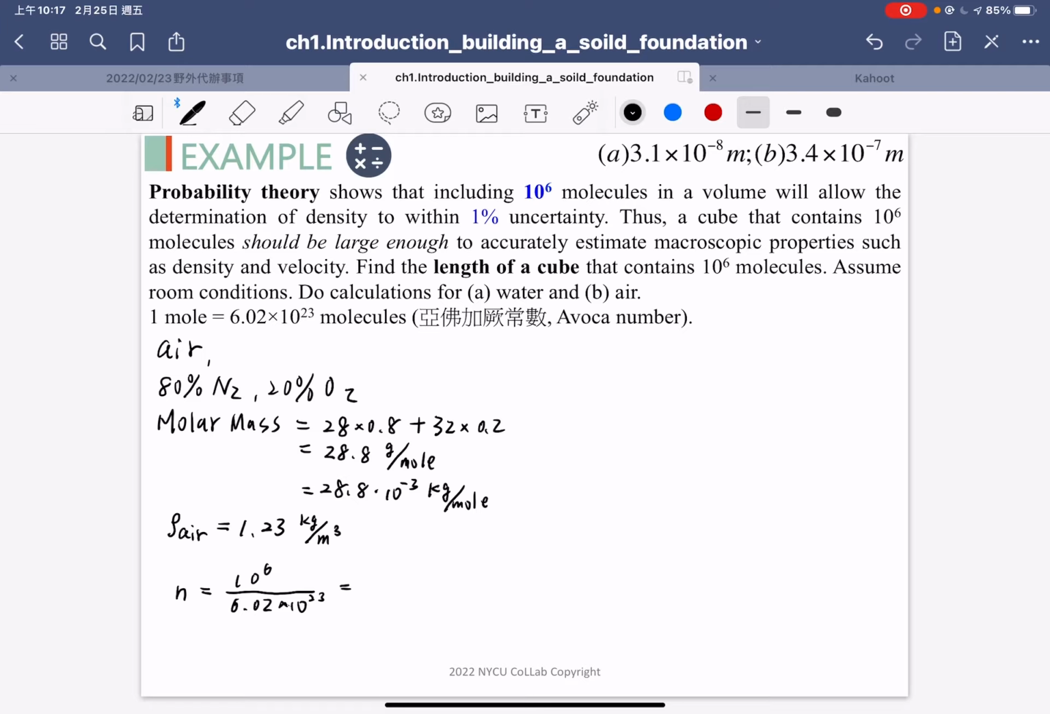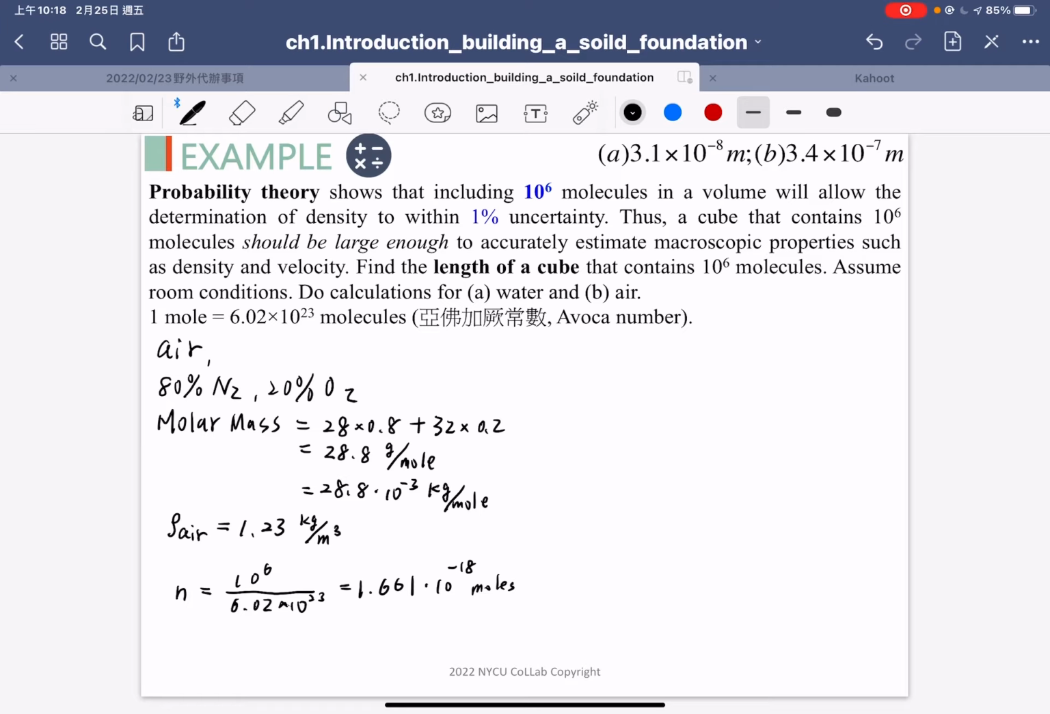So again use your calculator, and then you can compute the answer. It's around 1.661 multiplied by 10 to the minus 18. So this is our mole. Okay? So you have the mole and you have the molar mass, so you can compute the whole weight of the air.